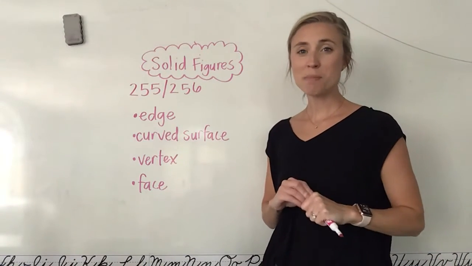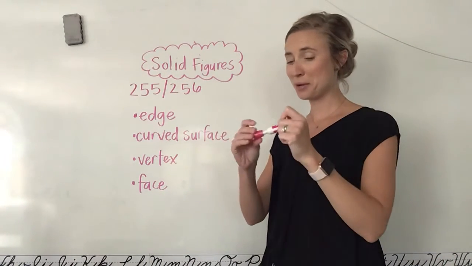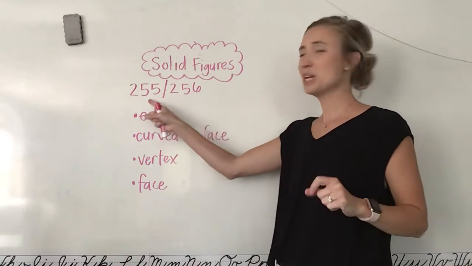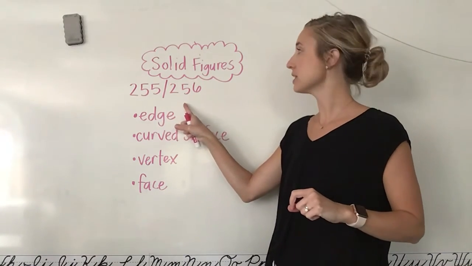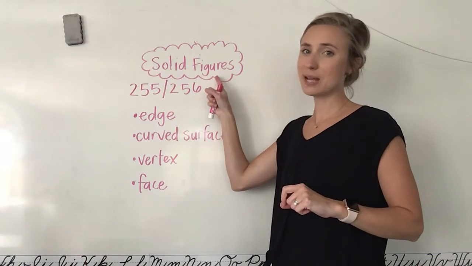Third grade. We are going to start with math today. Ooh, I do it every time. I'm going to close my marker. All right, so you need 255 and 256 in front of you. At the top of this paper, it should say solid figures.